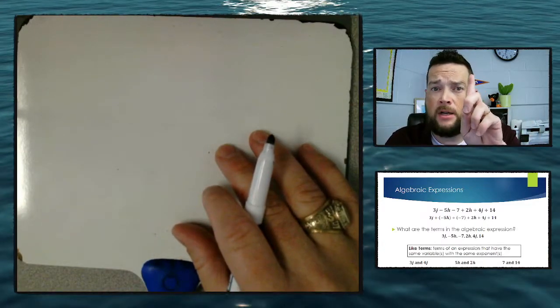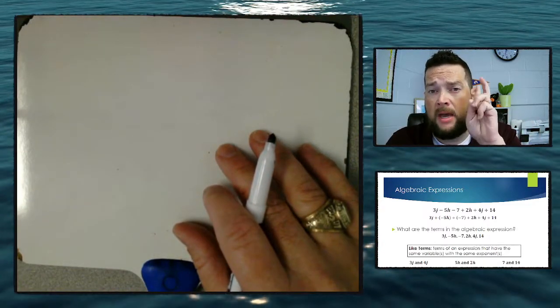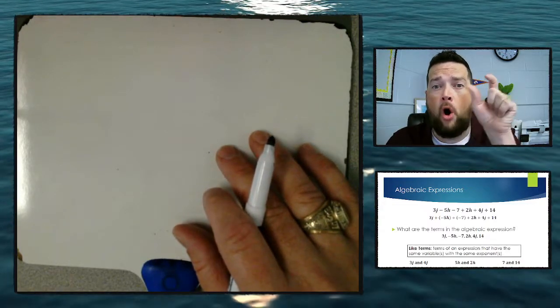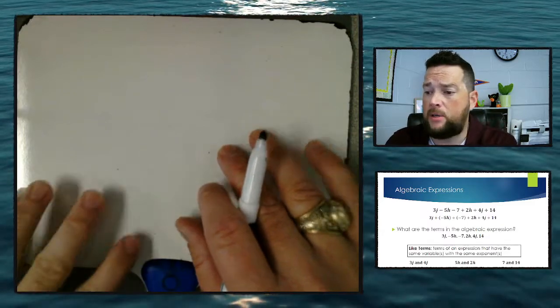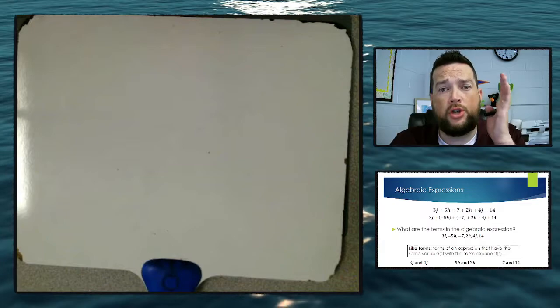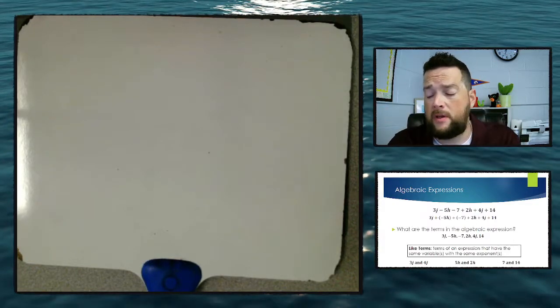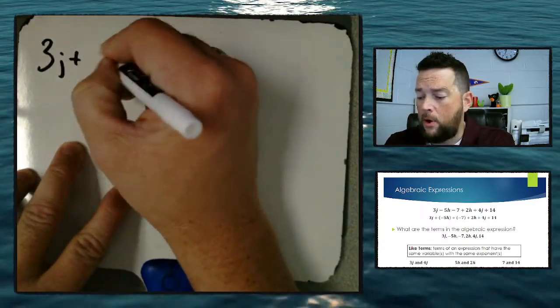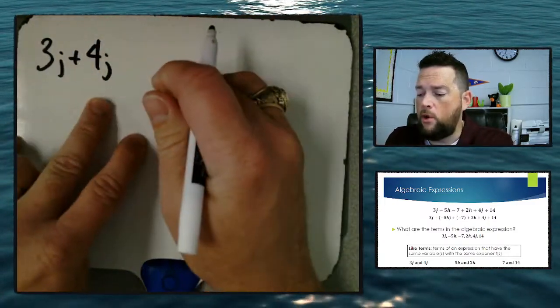The first thing I needed to do is just recognize what terms I have. Second thing I need to do is regroup the expression with all the like terms placed next to each other, all right? Now we had already turned everything to addition, so we're just going to put a plus sign between each one of these terms. But I've got a 3j, and I'm going to regroup the 4j right next to it.